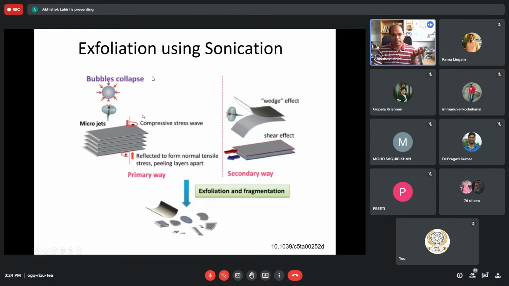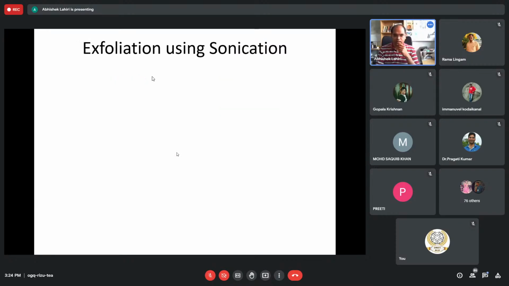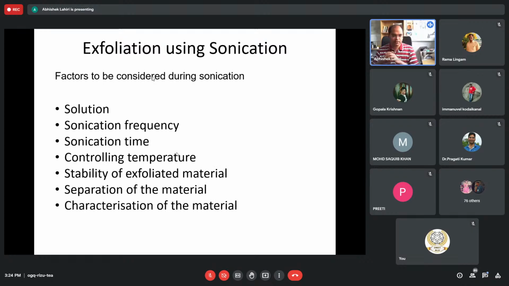So therefore, in the case of sonication, the bubbles collapse to form microjets. These microjets then result in a normal force as well as a shear force, which leads to exfoliation of the material. So this is the principle of exfoliation using sonication. Of course, there are many factors which should be considered during sonication. It depends on the solution properties, the viscosity of the solution, the temperature of the solution. Definitely it will depend on these properties.